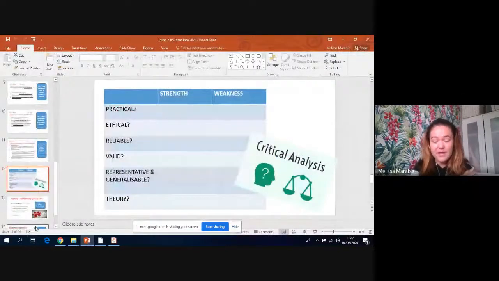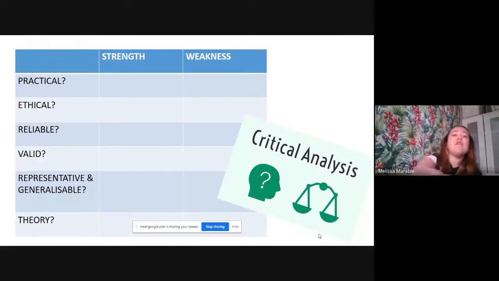Now then, look, this is a little thing I've made for you. Is it practical? Strength, weakness. Is it ethical? Strength, weakness. Is it reliable? Strength, weakness. And so on. Critical analysis.